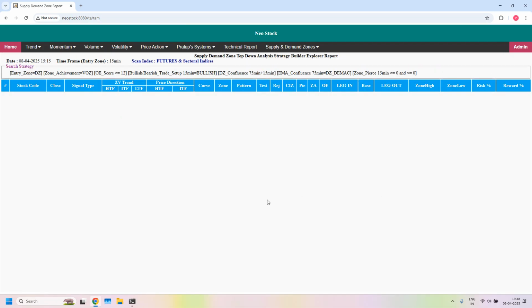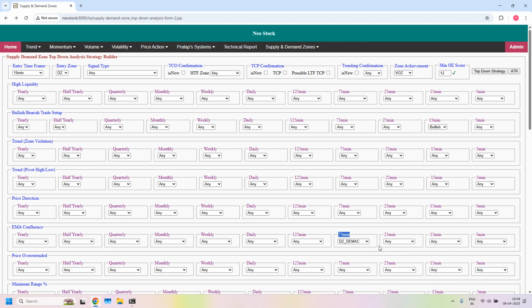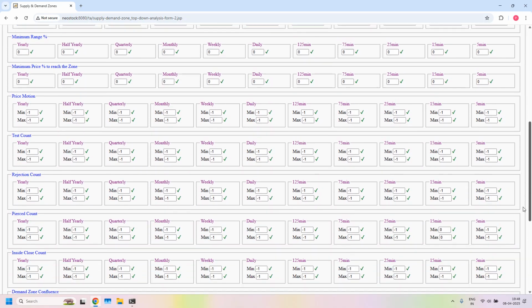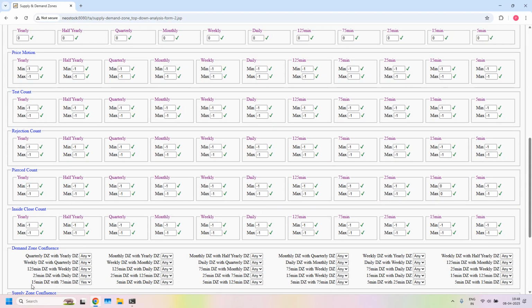So with this filter, we did not get any stocks. Okay, next let us look into LTF, ITF, HTF demand zone confluence, removing the EMA filter. In the demand zone confluence, we should set 3 filters. First filter is already enabled.